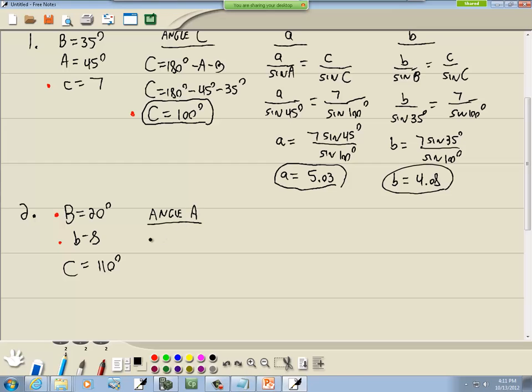Well, the easy one, angle A. A is going to equal 180 degrees minus the other two angles, minus B minus C. So we got 180 minus 20 degrees minus 110 degrees. Was that 50? 160, 50 degrees.